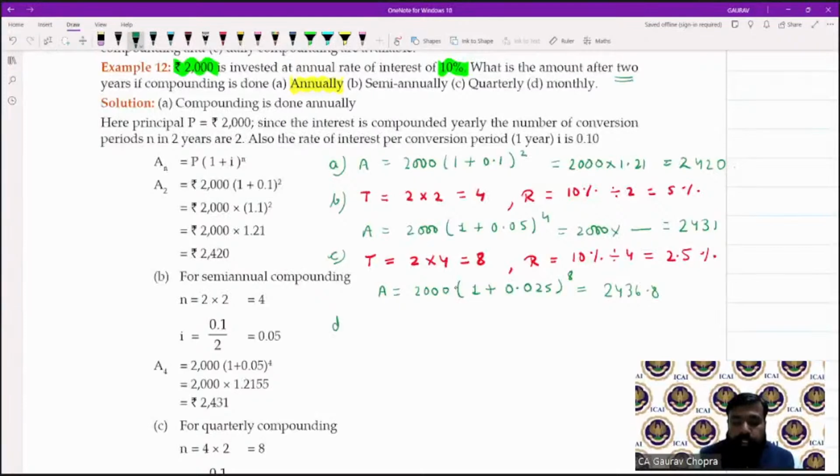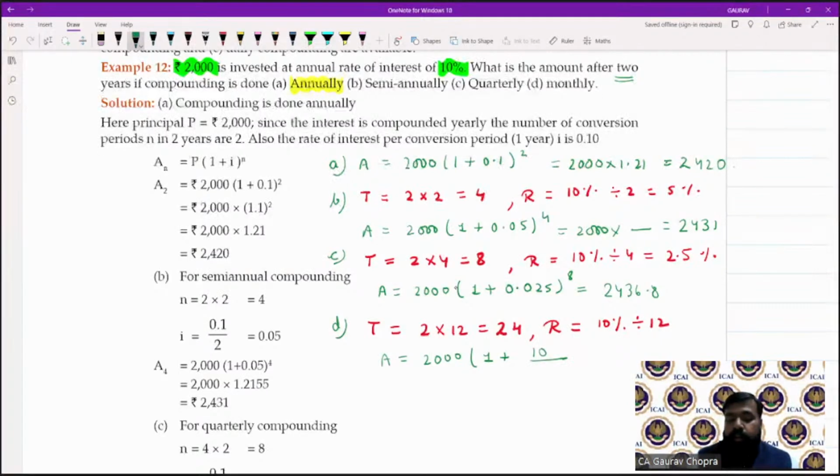Now the last part, that is D, monthly. Now this time we have to calculate on monthly basis. So there are 12 months. 2 multiplied by 12, that is 24 time period will be there. Rate will be 10% divided by 12. So you have to be a bit careful here for rate. So 2000, 1 plus now 10%, so 10 upon 12, and then for 100 for percentage, and power will be 24.